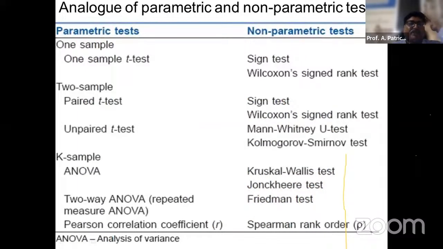Few more things. Parametric, if it's one sample, you use a T test. If it is non-parametric, you use a Wilcoxon rank test. If it is paired, that is X1, X2, and the sample size is below 30, here I use Wilcoxon signed rank. Or if it is unpaired, I use a Mann-Whitney or a Kolmogorov-Smirnov test. There I use ANOVA. Here I use Kruskal-Wallis, which is the non-parametric equivalent of parametric. You also have Jonckheere and Friedman.